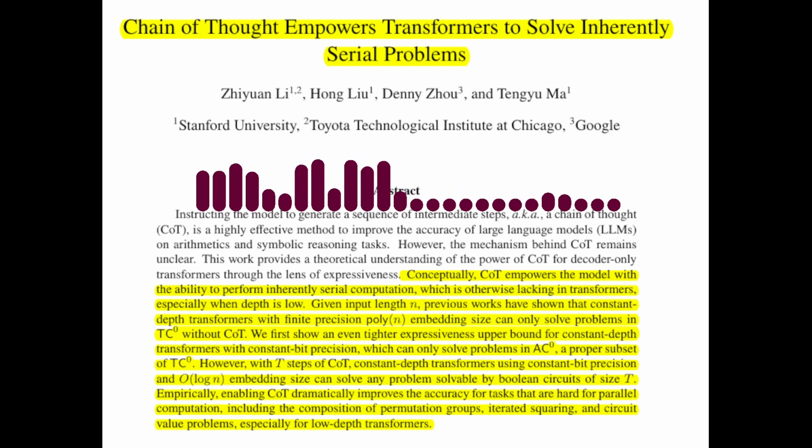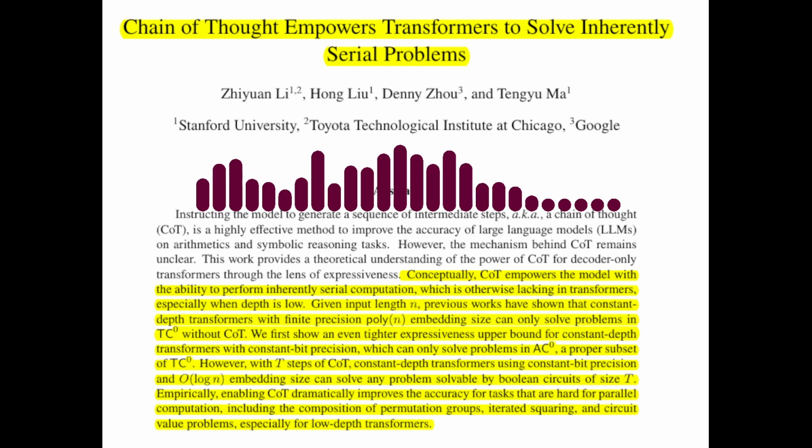One example is the word problem of the permutation group S5. This problem is known to be NC1 complete, which means it's widely believed to be outside of TC0. The paper shows that transformers with chain of thought can solve this problem, while those without chain of thought cannot. So chain of thought essentially allows transformers to think step by step and solve problems that require a sequence of operations? Yes, that's a good way to put it.